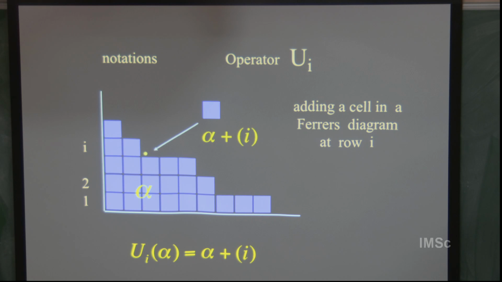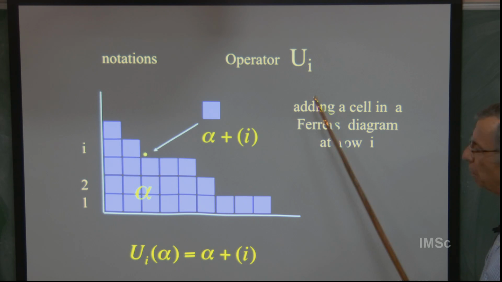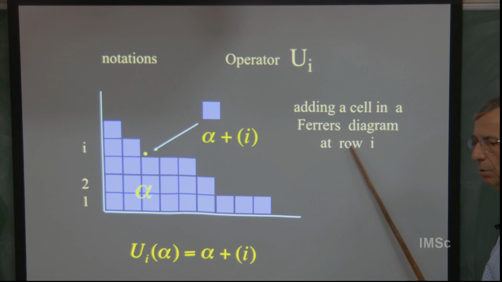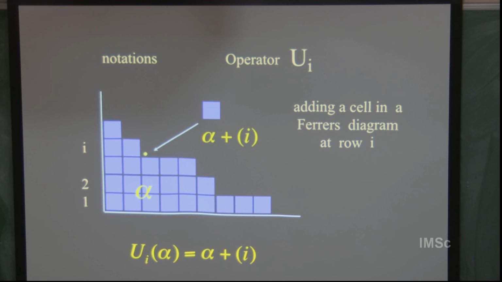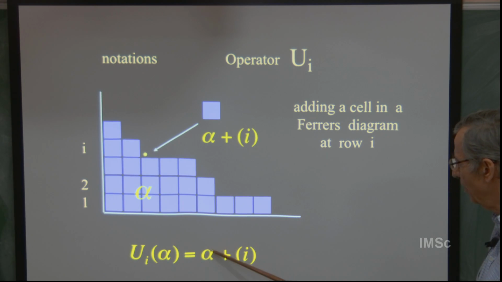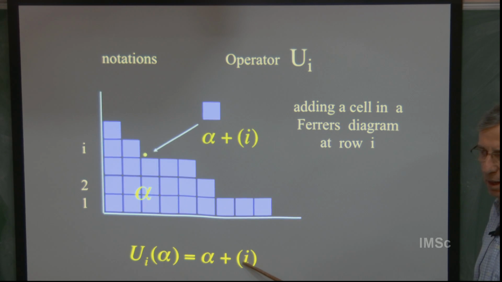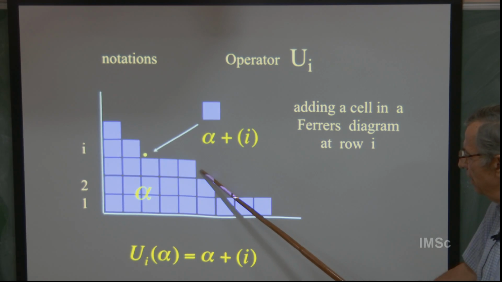Some notation. If you have a Ferrers diagram, I define the operator U index i when you add a cell in the Ferrers diagram at row number i, if possible. If not possible, it gives you 0. And I will denote U index i of alpha equal alpha plus i when this operation is possible. It means you add to the Ferrers diagram a new cell at the row number i. Like this one, it's possible to add a new cell here or here or here.